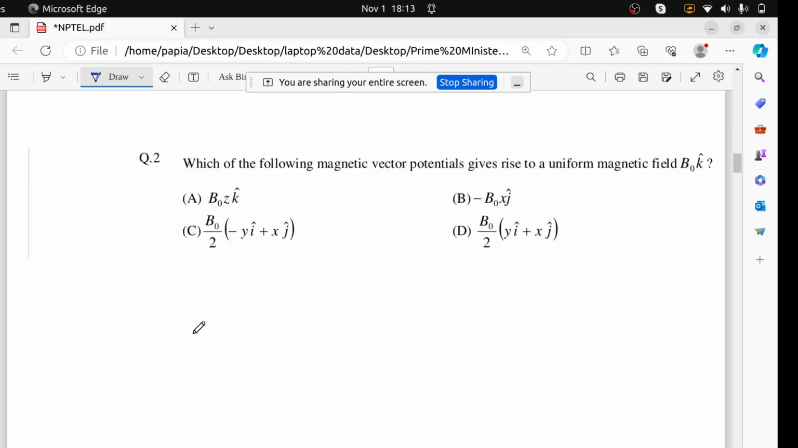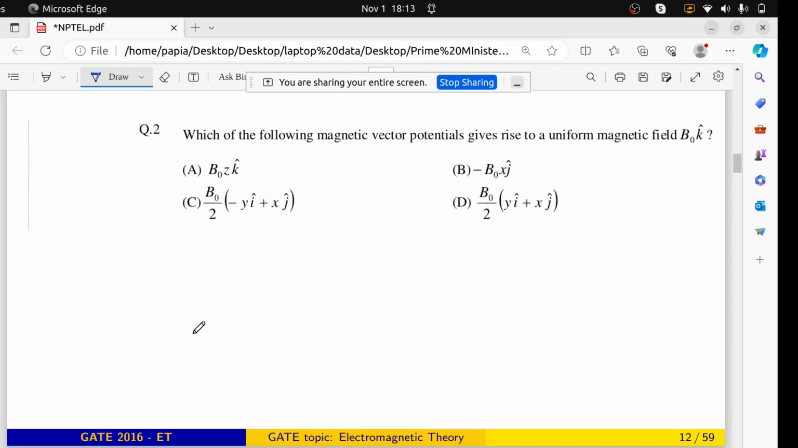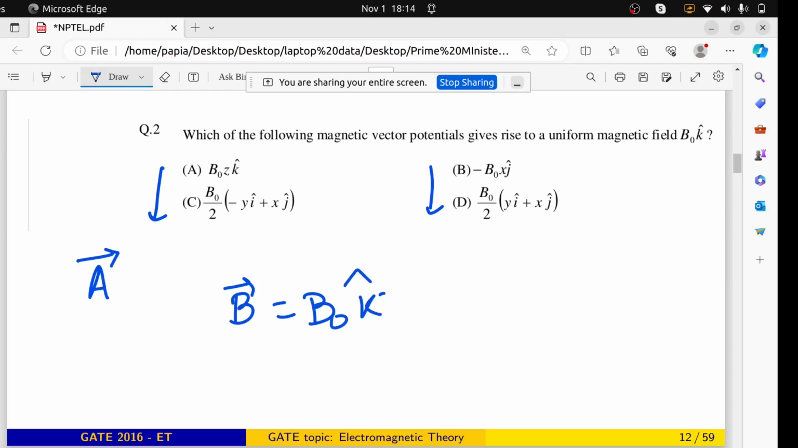Okay. So it's also a very simple question. First of all, what is there? You can see here A, B, C, D. Among these 4 options, one option will be such that our B will be B0 k cap. So what will be the value of A? That we have to identify.